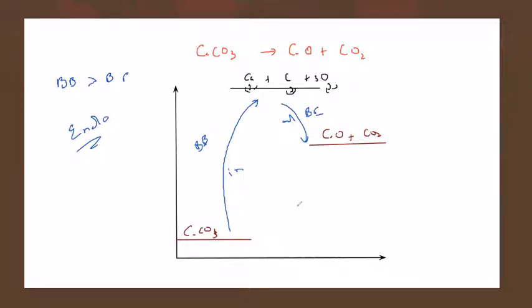Is it clear? And it's the same thing: the minimum possible energy to start the reaction from the reactant is the activation energy, and the difference in the energy between the reactant and the product is called the enthalpy change. So this one is the enthalpy change and this one is the activation energy.